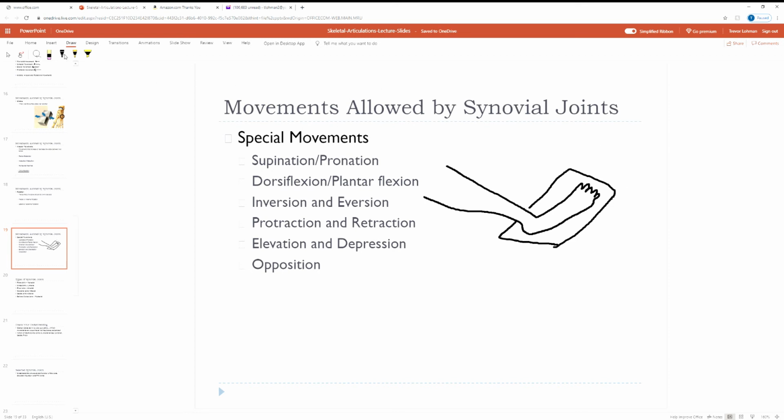is dorsiflexion. So if you picture standing up on your tiptoes, that's plantar flexion, and then dorsiflexion would be like lifting your toes up, you're actually flexing your ankle up. They get the name because the top of the foot is called the dorsum and the bottom of the foot is called the plantar surface, so it's dorsiflexion and plantar flexion.